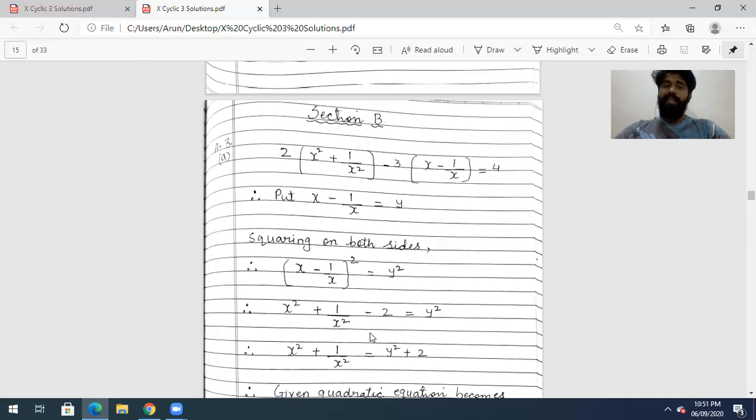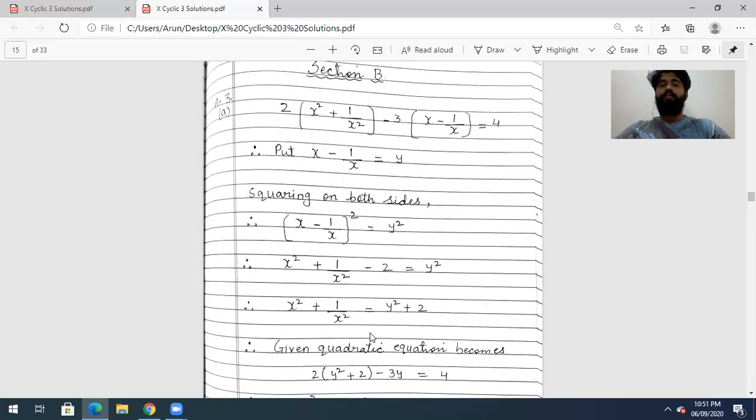Moving on to question 3. We have 2 into (x² plus 1 upon x²) minus 3 into (x minus 1 upon x) is equal to 4. We'll use substitution in this question. We'll put x minus 1 upon x as y. Now, squaring both the sides, we have (x minus 1 upon x) the whole square is equal to y². So, x² plus 1 upon x² minus 2 is equal to y².